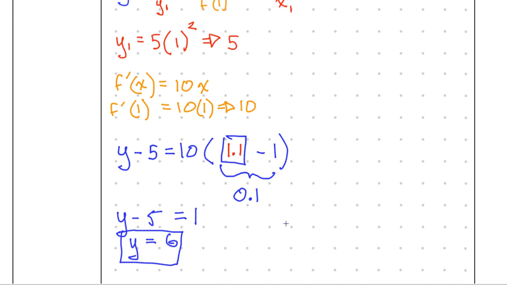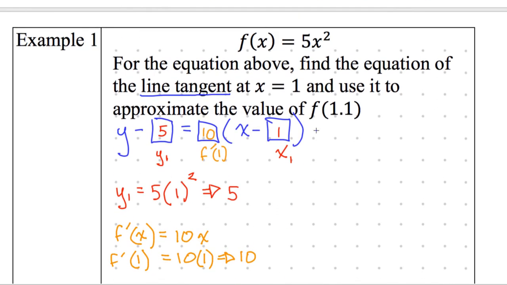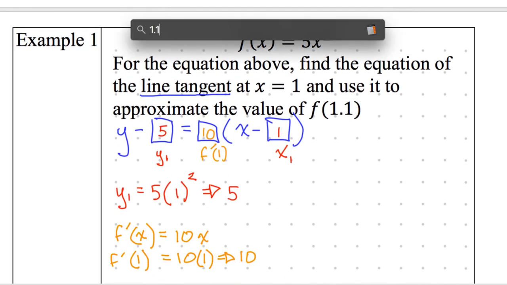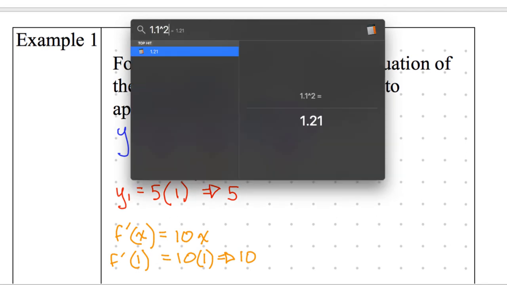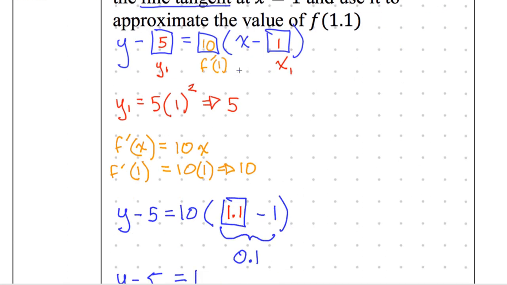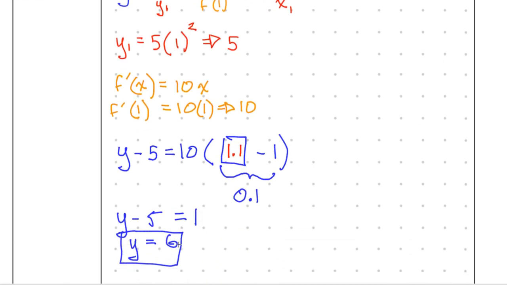And we can see how close that was too. If I actually plug in 1.1 here, I'll have 1.1 squared, which is 1.21, times 5, which is 6.05. The actual value was 6.05. Our estimate using the line tangent was 6. Pretty darn close. Pretty cool. All right, that concludes the notes.